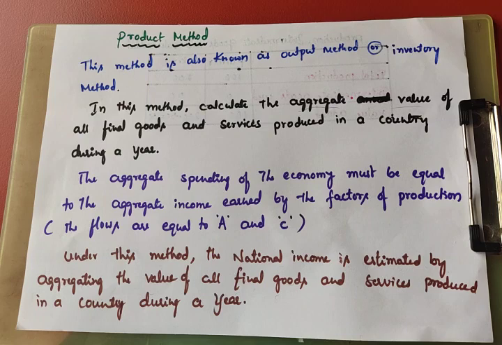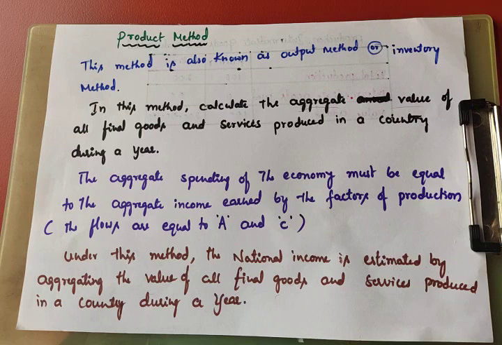Here we might talk about the number of goods and services, but we cannot calculate the number. While calculating the national income, we should calculate only the value of all final goods and services. Here value is calculated in terms of money.